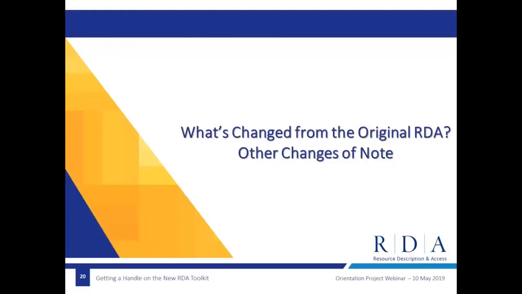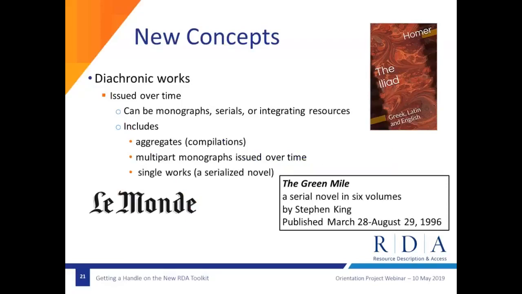Other changes of note that I thought you might want to know about, from what you've been used to in RDA. Well, there's some new concepts of diachronic works. These are works that are issued over time, and they can be monographs, serials like Le Monde, or integrating resources. And they include aggregates, compilations, multi-part monographs issued over time, and single works.